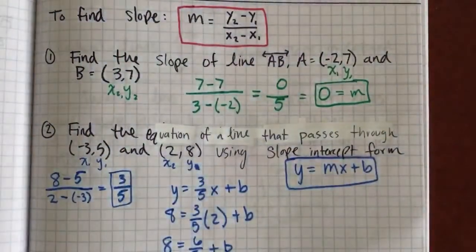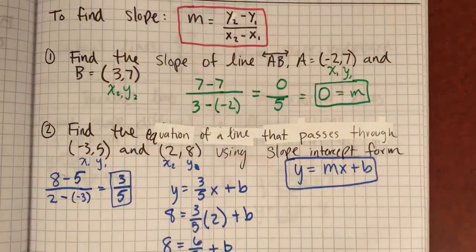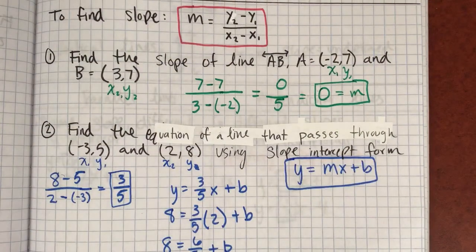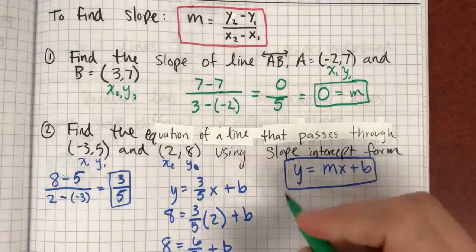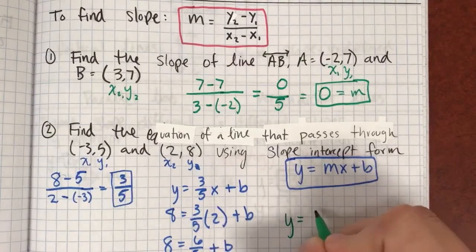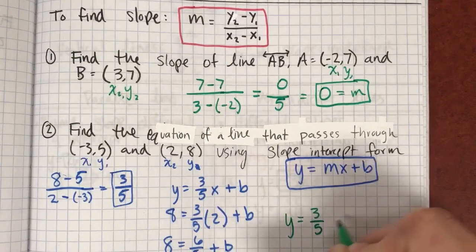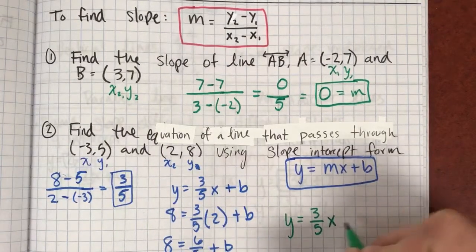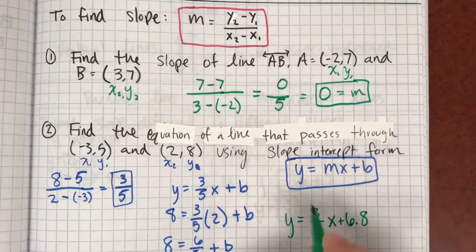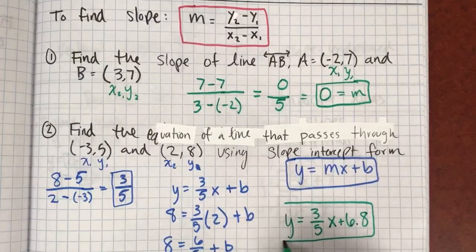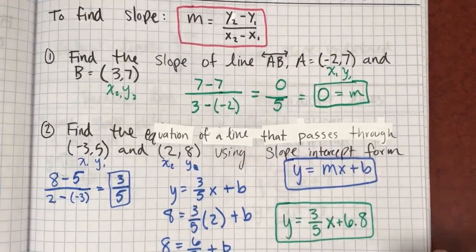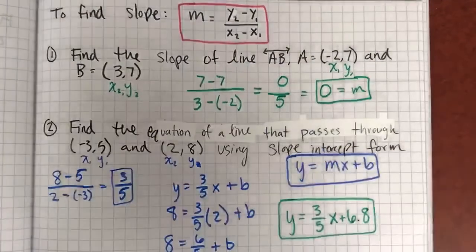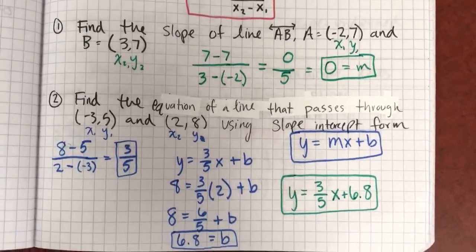So now I know my slope and my y-intercept, which are the 2 things that I need to write my equation. So now we can go ahead and write our equation with the 2 things that we know. Y equals 3/5 x plus 6.8. All right, and that is our slope-intercept form.